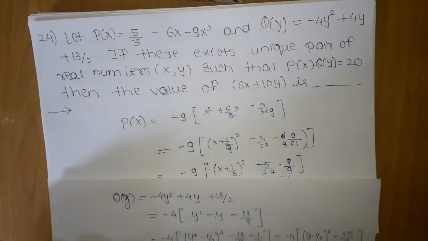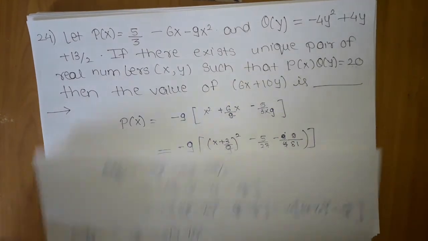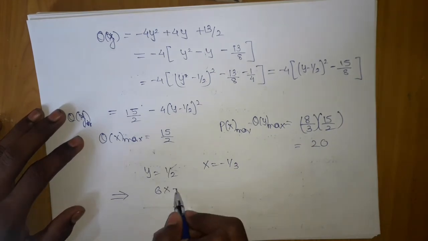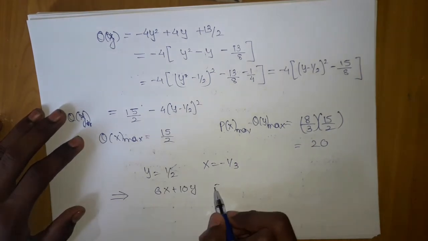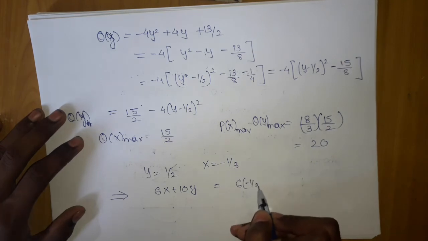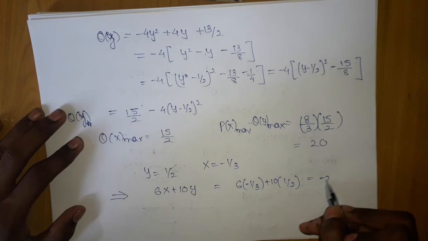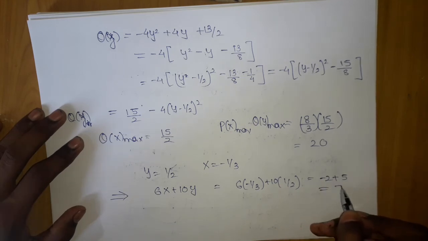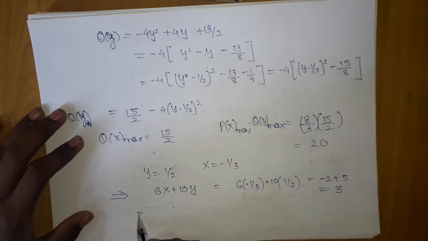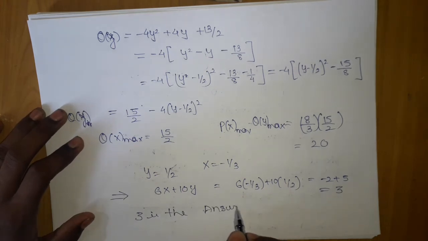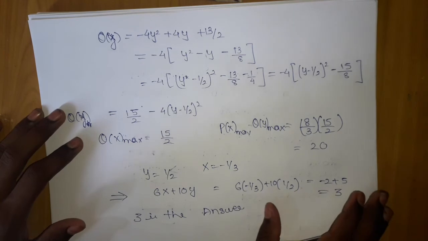Now what we need to find is 6x plus 10y. Just put in the values: 6 into minus 1 by 3 plus 10 into 1 by 2. This gives minus 2 plus 5, which is equal to 3. So our answer is 3. There was nothing else, just your basic things. If you know the idea of making a perfect square, your job is done.